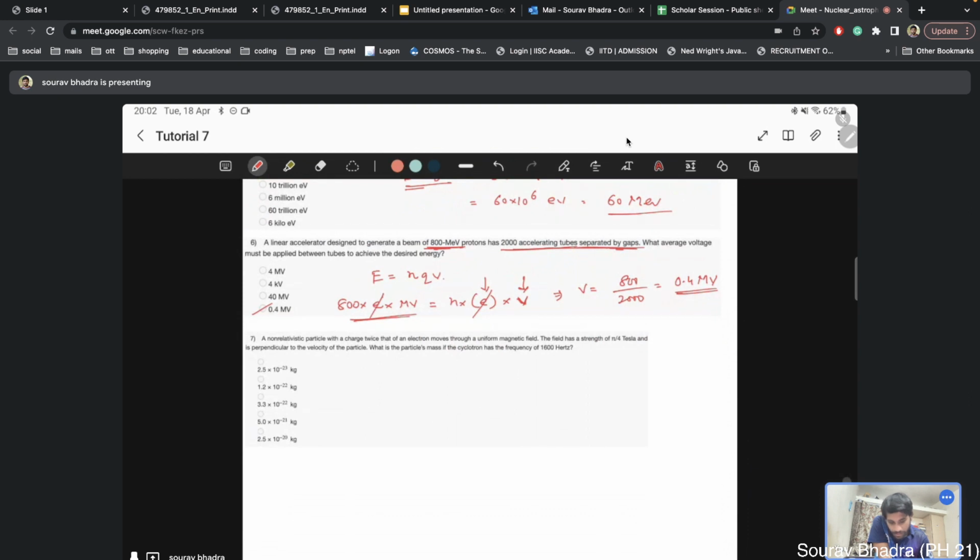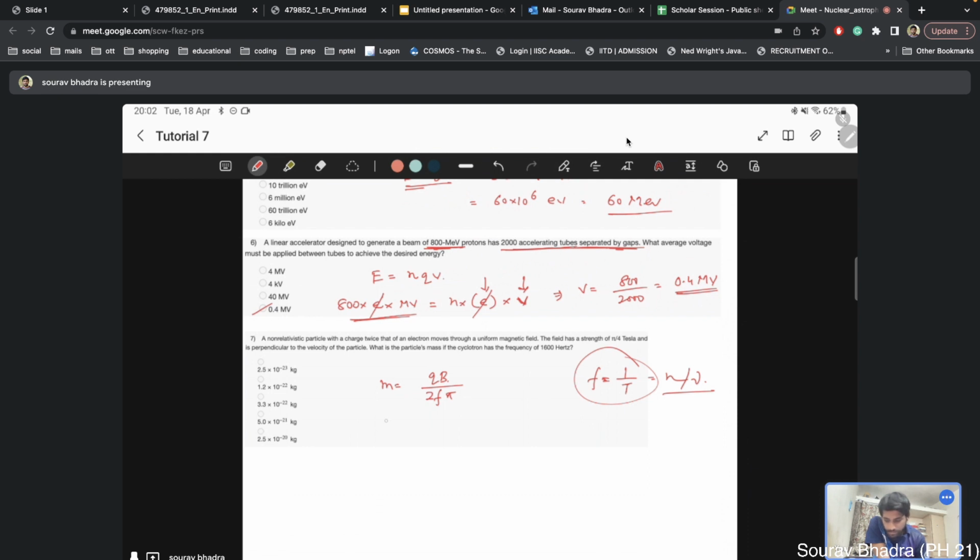Now the 7 is also a cyclotron problem. So as I have done it, you can also do it in the same way. It can be done like this: m equals qB by 2 pi f. So f is actually 1 by T or n, whatever you say. I have written f as n, I think I forgot that. So whatever, or nu, whatever. So f is the frequency. So m equals qB by 2 pi f.